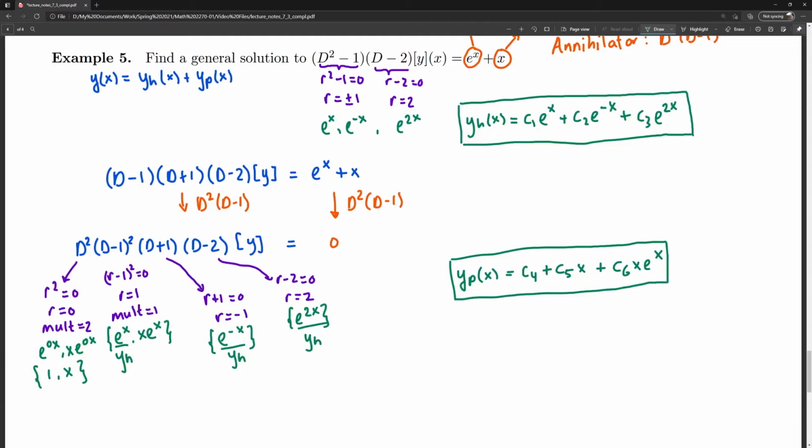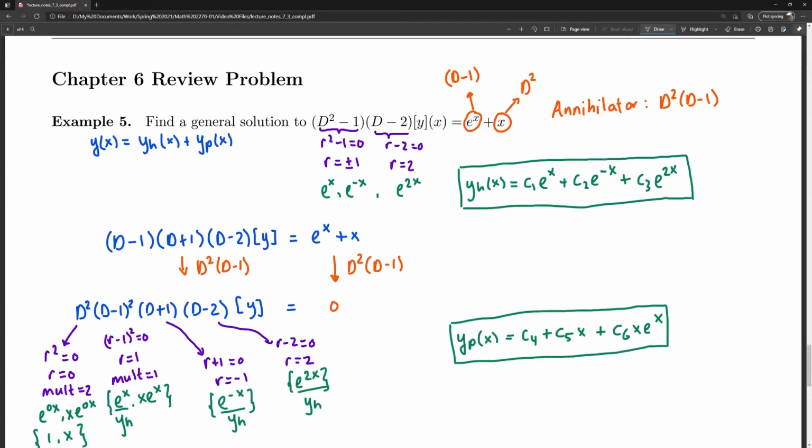Now, we cannot determine what C1, C2, and C3 are, because that depends on initial conditions. However, if we need to find a general solution, we can find C4, C5, C6. And in this case, we'll have to find those C4, C5, and C6. If it said find a form of the general solution, we could just add this up and be done.